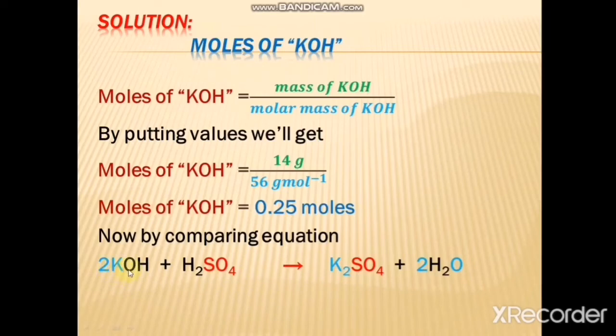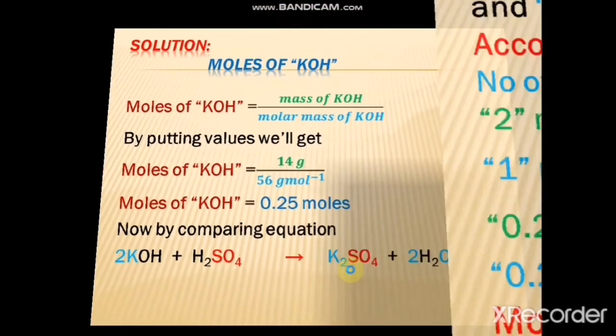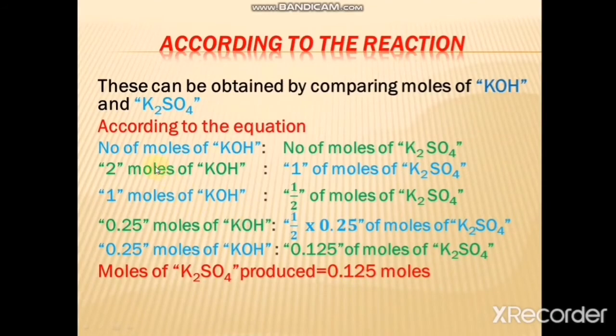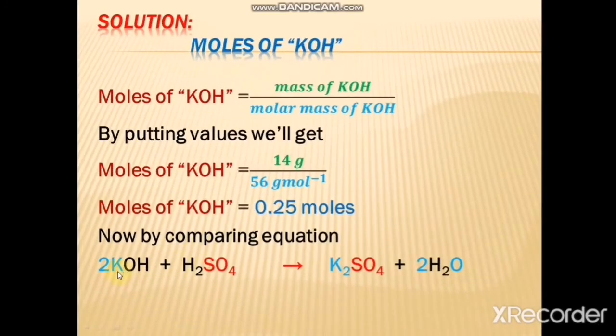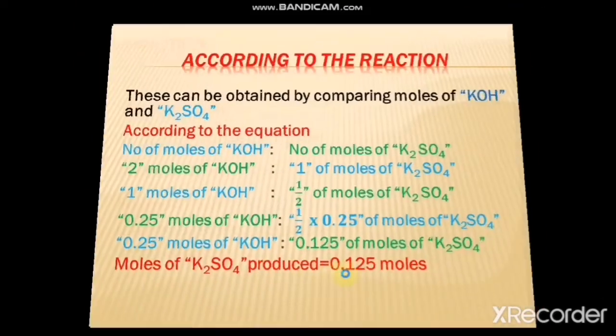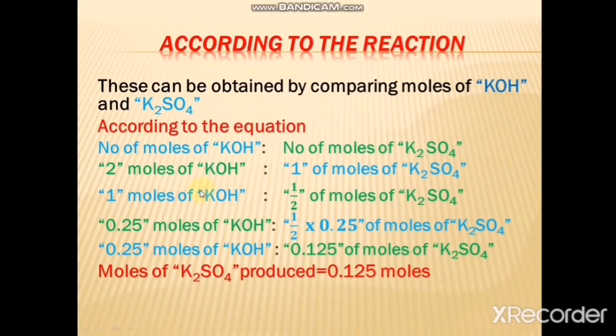So dear student, keep in mind this equation. According to this equation, 2 moles of potassium hydroxide are used for the formation of 1 mole of potassium sulfate, and you are using 14 grams or 0.25 moles. So first, compare the moles of potassium hydroxide with moles of potassium sulfate. According to the equation, from 2 moles of potassium hydroxide, 1 mole of potassium sulfate is produced.